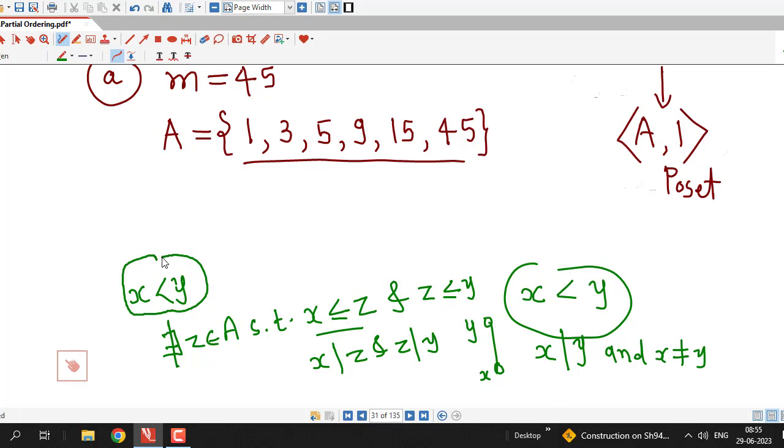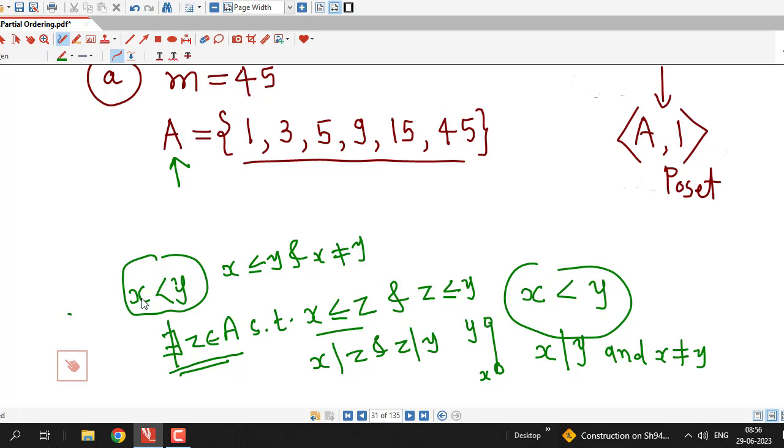Element y covers x if x is less than y, that is, x is related to y and x is not equal to y, and there does not exist any positive integer z in the given set A such that x divides z and z divides y. So this definition of cover of an element is very important in the drawing of hash diagrams. That is the reason why I am repeating it in every lecture on hash diagram.